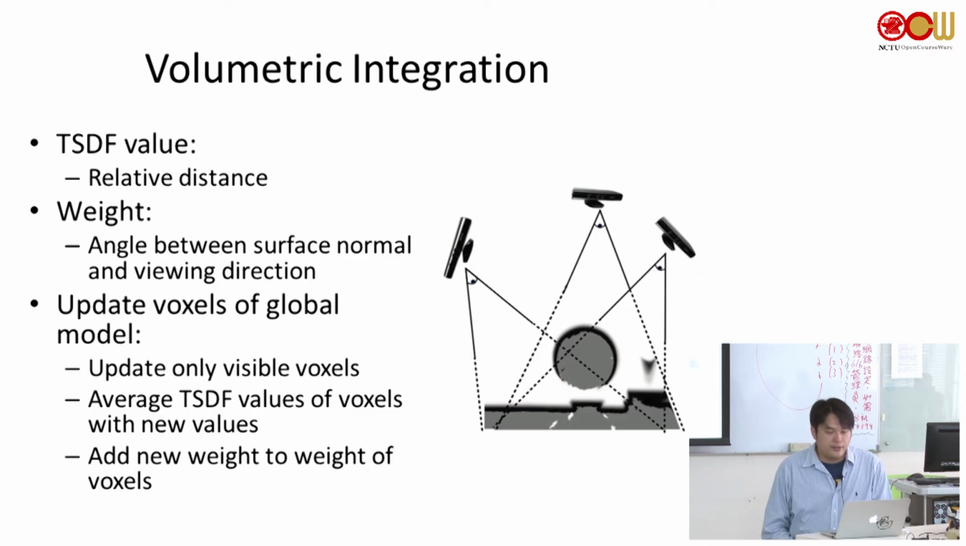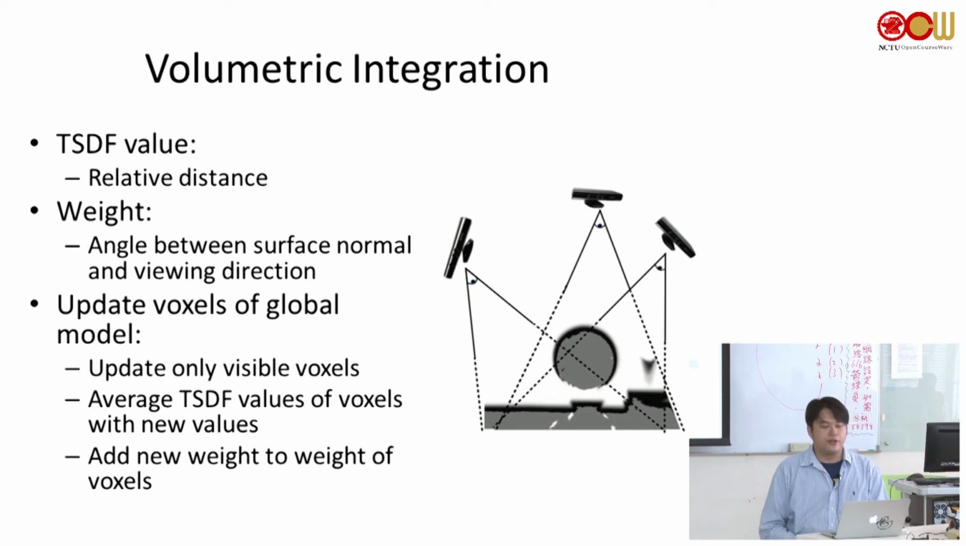The next step is that we want to do some integration among different frames. In each voxel, there are 2 values stored. One is the TSDF value, that's the relative distance. And the other one is the weight. The weight is kind of the confidence that the voxel is a surface or not. Essentially, that's the angle between the surface normal and the viewing direction.